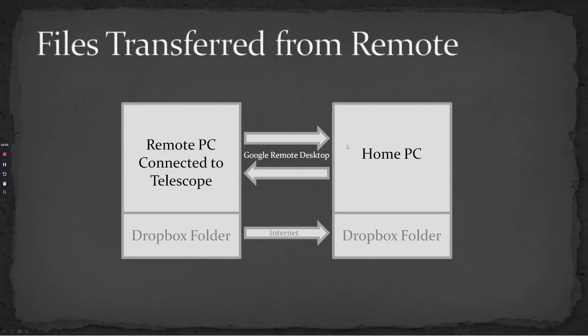And the way I get the files transferred back and forth is through Dropbox. So I have a shared Dropbox folder that lives on both my remote PC and the home PC. So as I'm imaging, the remote PC is what's controlling the telescope. The files get saved to this Dropbox folder, which immediately transfers them over the internet to the Dropbox folder on my home PC. So when I get up in the morning, I have a drive with all of the files taken last night that have been gradually uploaded during the night.